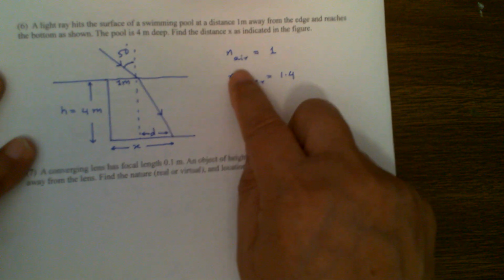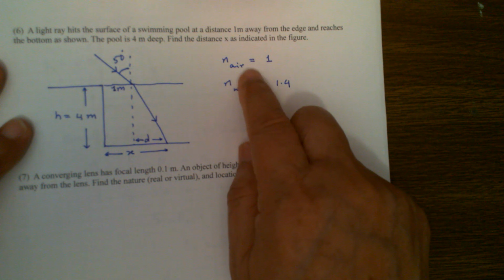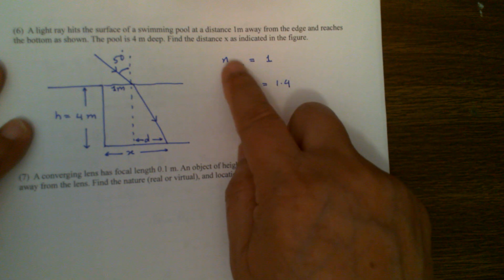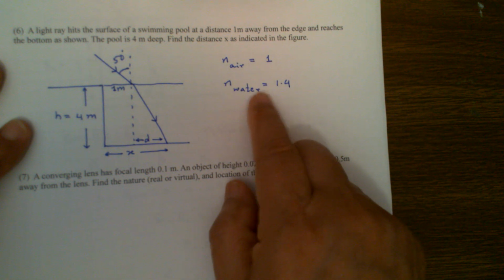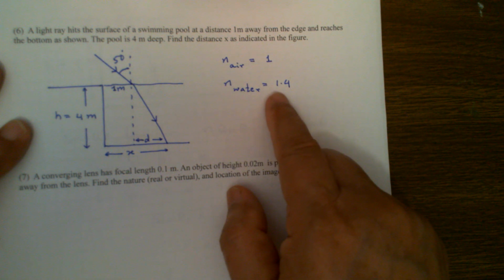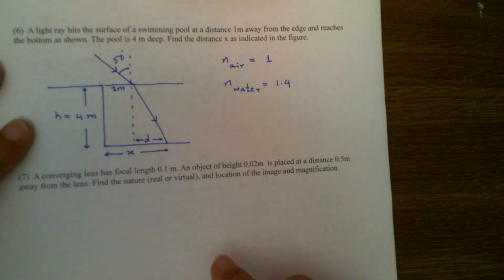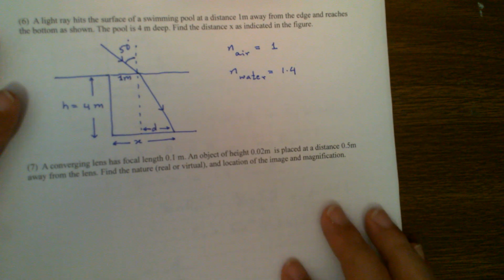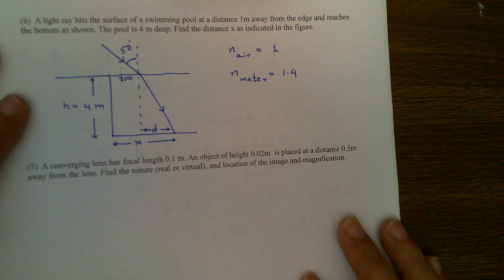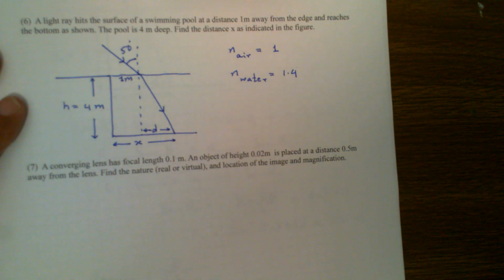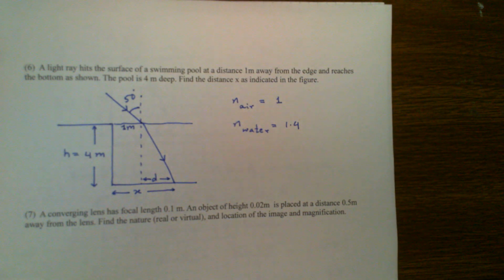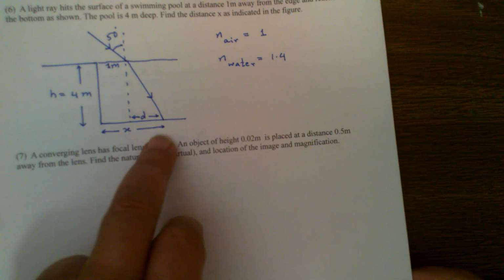Now, the refractive index for air is 1. Refractive index for the water, I just give a number, it's 1.4. Usually people use like 1.33, but 1.4 seems easy enough for you. And then we just have to find where it will hit the bottom, and then we need to find x.